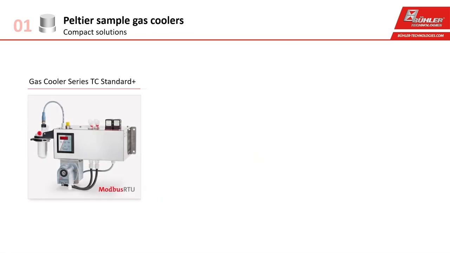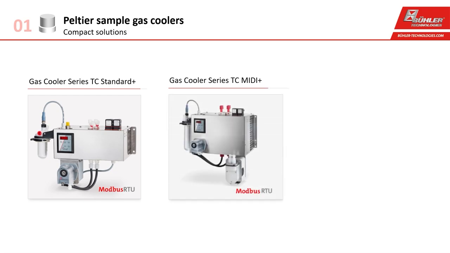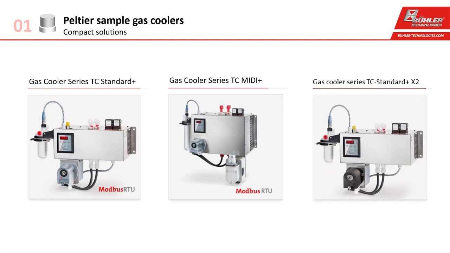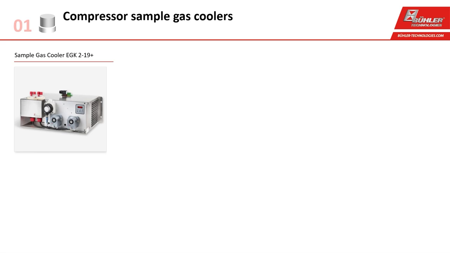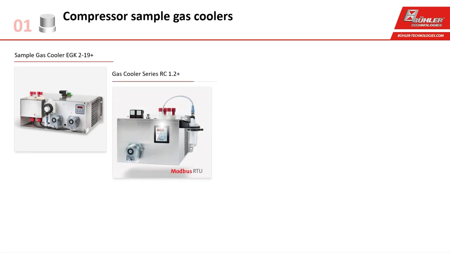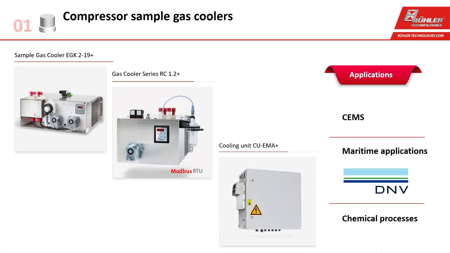Below is a summary of the various sample gas cooler models. We have the Peltier type models TC Standard Plus, TC Midi Plus, and TC Standard Plus X2. Compressor coolers for safe area include the EGK 219 Plus and the RC 1.2 Plus. The CU EMA Plus is especially for maritime applications and is approved by DNV-GL. All other sample gas cooler models are suitable for CEMS and process measurements.